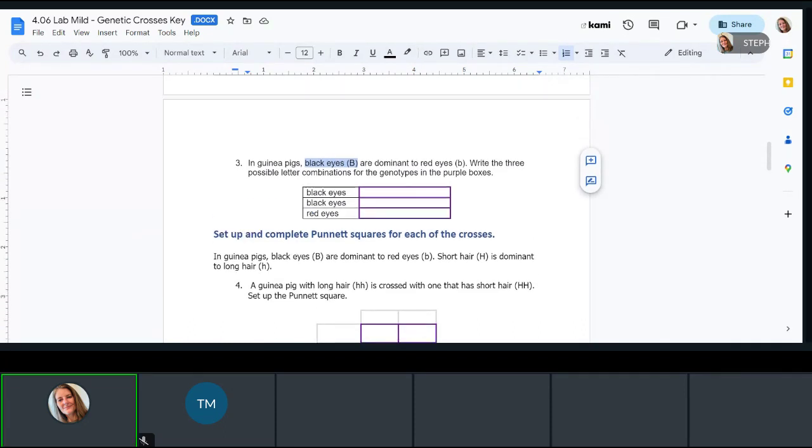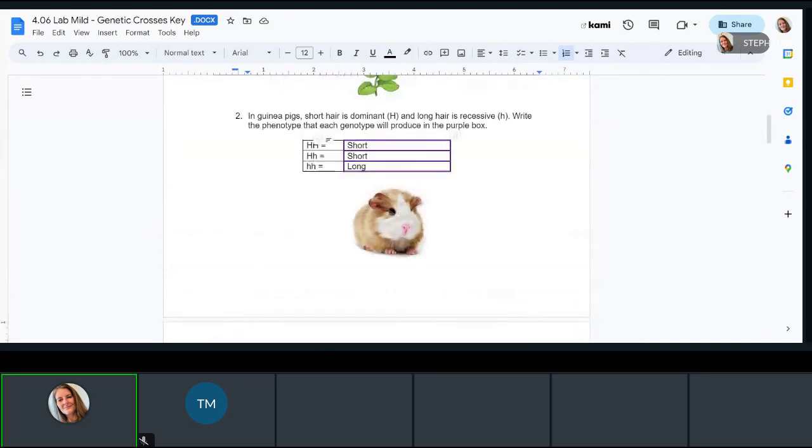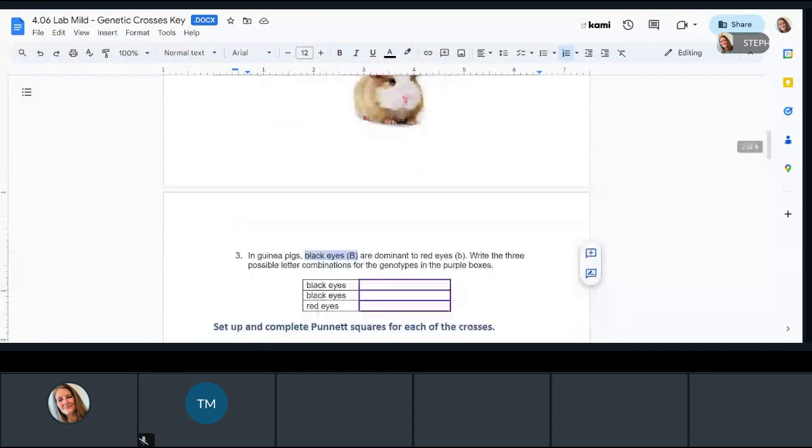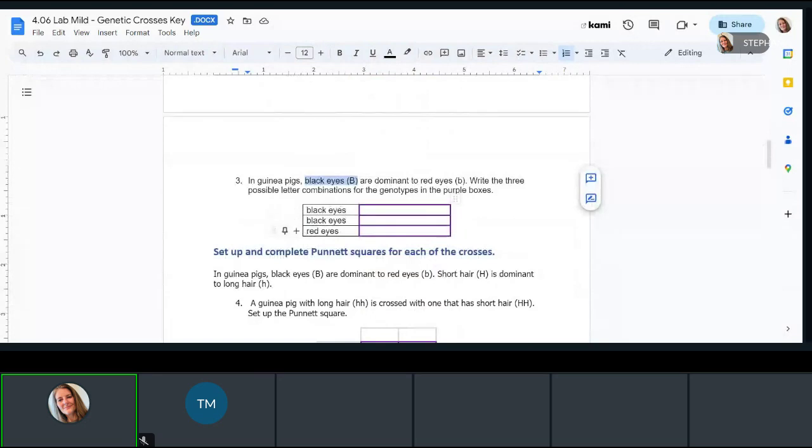This time we're writing the gene types like this, like they did in this column. So we're doing the letters in this column instead of what it looks like. So we flip-flop. This time we're giving the description and we're writing what the genes look like. So dominant is big B, recessive is little b.